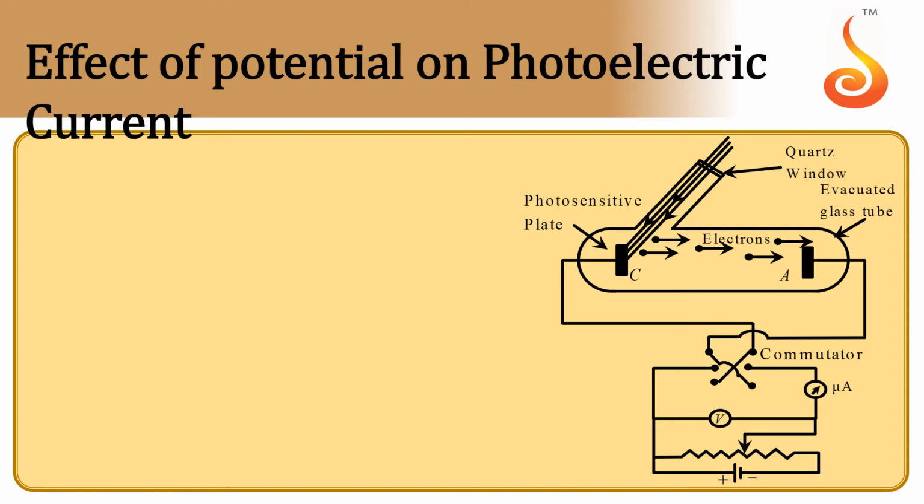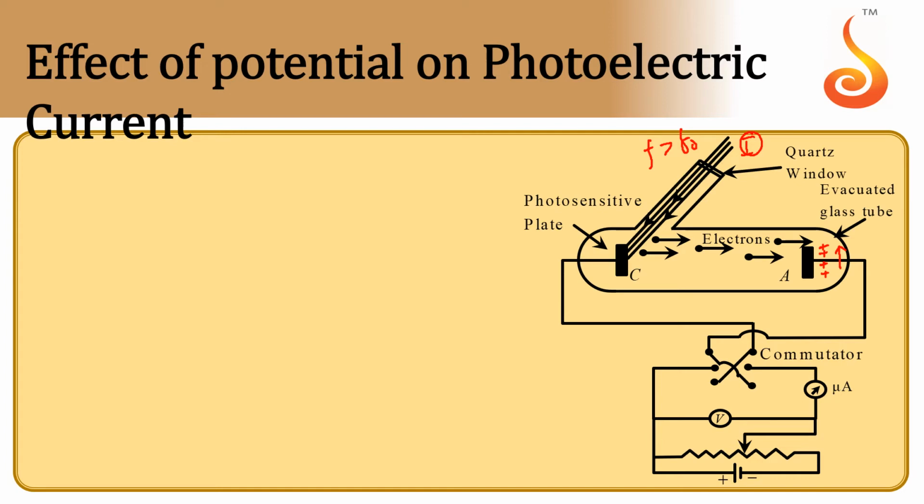Effect of potential on photoelectric current. What if we keep the intensity of the light constant and the frequency of light also constant, which is greater than the threshold frequency of the metal? And we are also increasing the positive potential at the anode plate. If we increase the positivity at the anode plate, what happens?